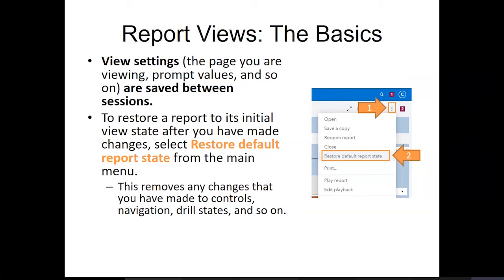So in the top of every report in EdSight Secure, you'll always see what's often called the main menu, which are those three vertical dots. That ellipsis, or sometimes referred to as the snowman icon, if you click on that, there will be an option to restore default report state. That option will only be there if you're not already in the default report state. So if you're in there for the first time, you won't see that option. Once you've changed anything within a report, then you would have that option to restore it.